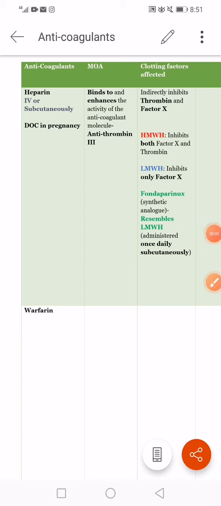So let's start talking about the various anticoagulant drugs, starting with heparin. Heparin is administered either via the intravenous route or via the subcutaneous route. It is not given orally simply because it is too large of a molecule to be absorbed in that particular manner.